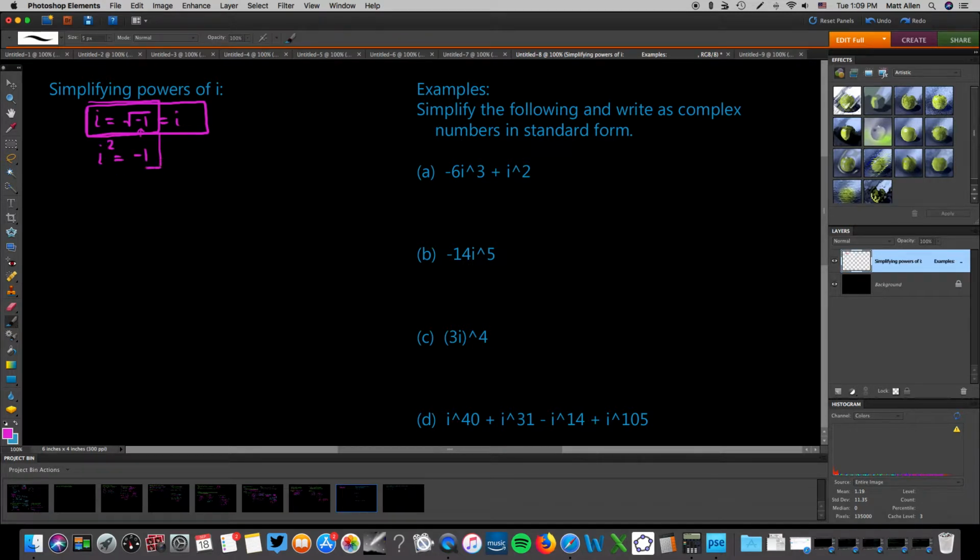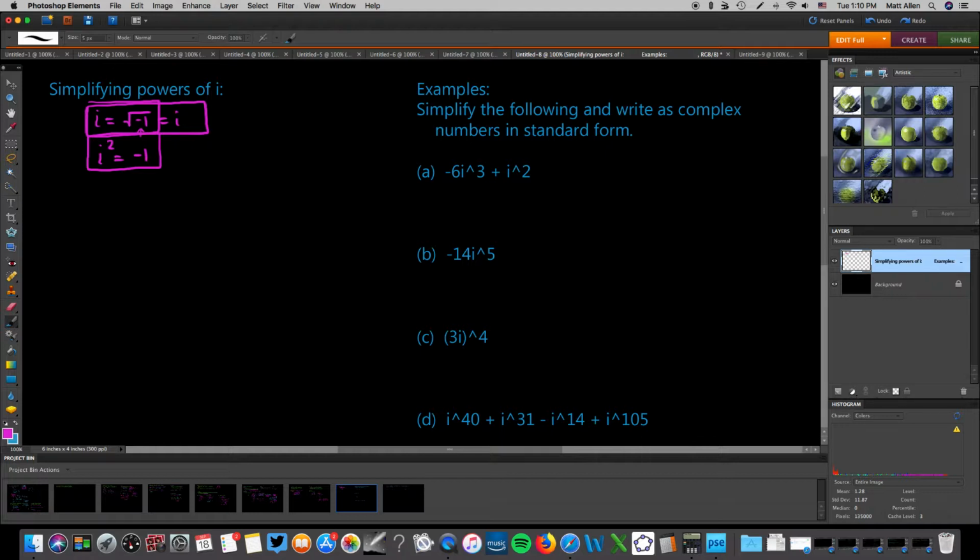And so my hope in this video is to build on this pattern that you see here with higher powers of i. That is to say, when you look at these over here on the right, I have i to the 40th, i to the 105th, i to the 3rd, i to the 5th, i to the 4th. If we're going to be dealing with higher powers of i, then it's worth taking a moment to talk about how we simplify higher powers of i.